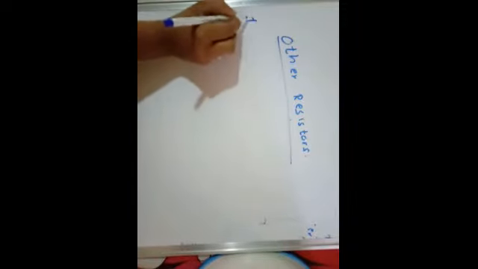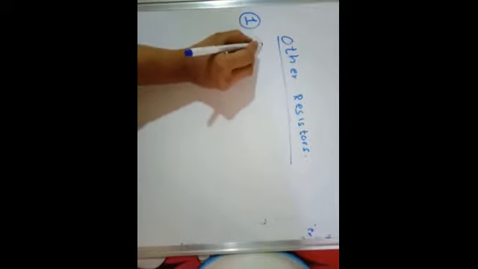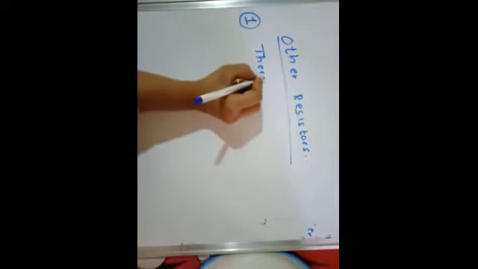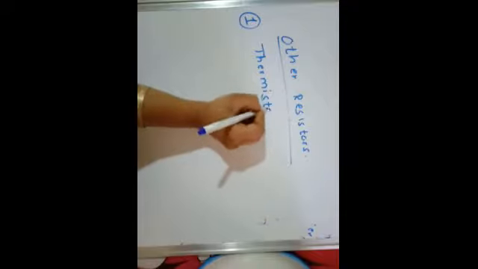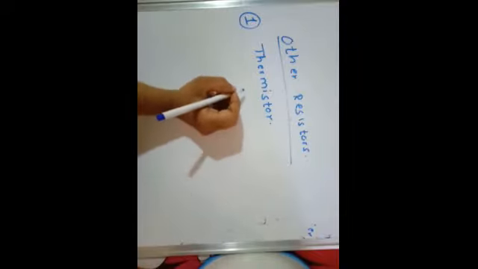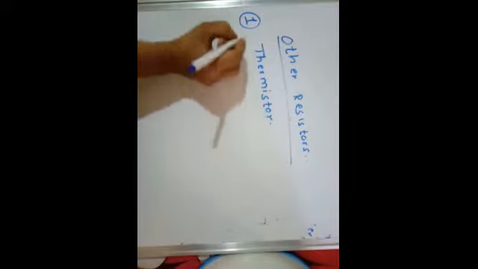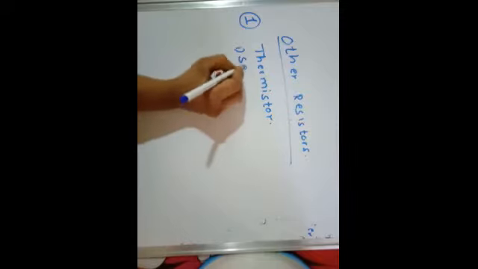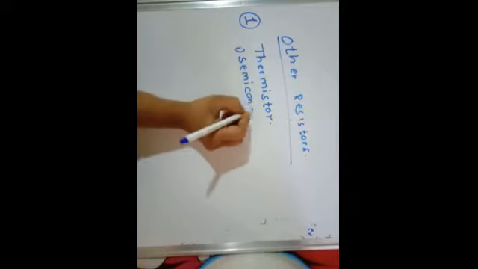First is the thermistor. Thermistor is one kind of resistor. A thermistor is a semiconductor device.